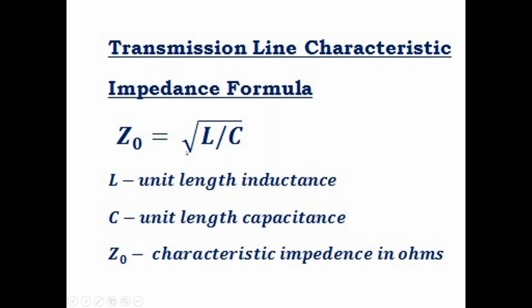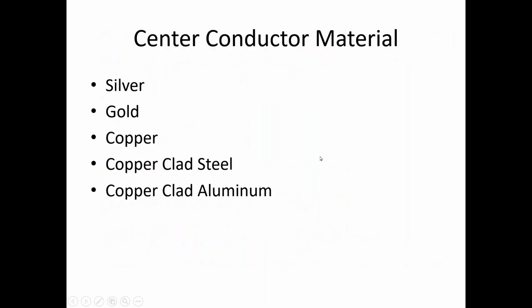Briefly, here's the formula. Again, this is the formula for characteristic impedance. We just want to point out that it's a relationship of inductance and capacitance, but we measure it and talk about it in terms of that distance between the inner conductor and the outer conductor. Okay, what are the ideal materials for that dielectric?